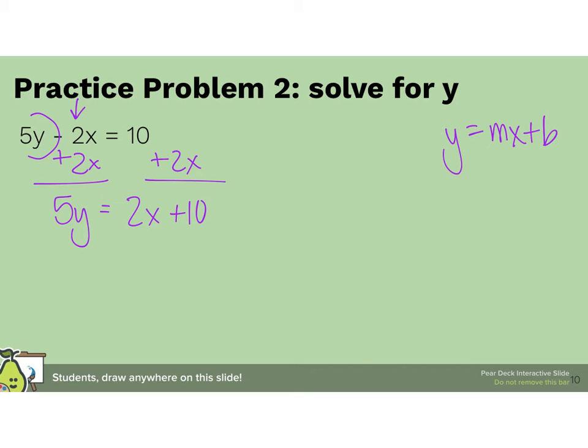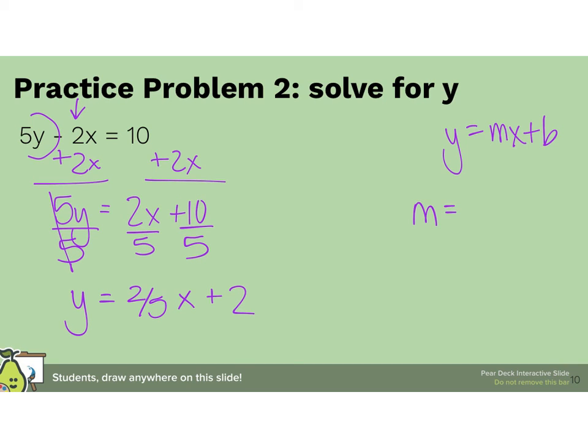Now I've got to get rid of that 5 because I just want it to be a y all by itself. So everything gets divided by 5. So what does that leave me with? Just a y like I wanted. Bring down the fraction first, so it's 2/5, then bring down the x. Then I have 10 divided by 5, that's 2.